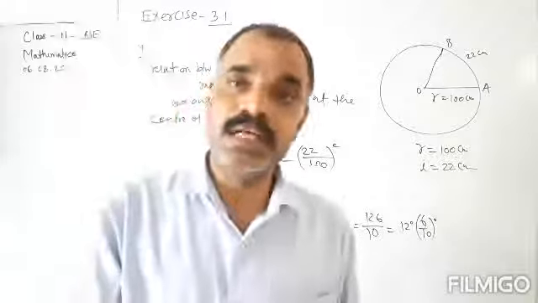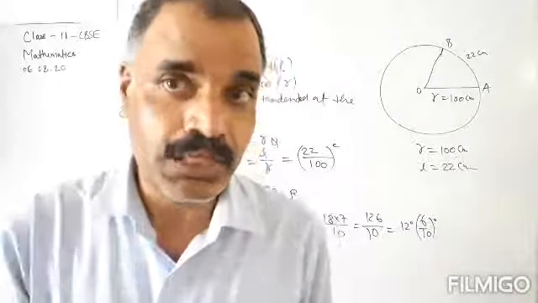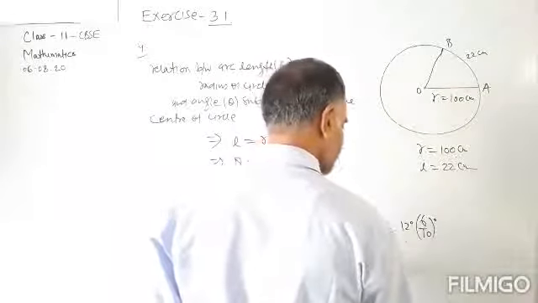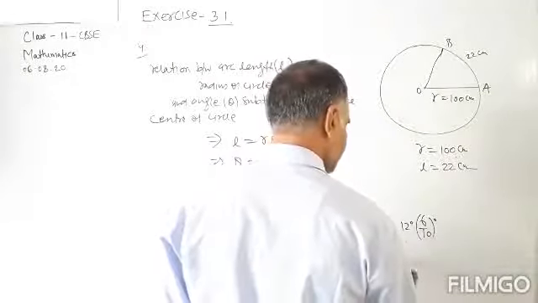Now we will convert this into minutes, and again minutes into seconds. So 12 degrees, and 6 by 10 multiplied by 60 minutes equals 36 minutes. So 12 degrees 36 minutes. There is no second. The answer is only in degrees and minutes. So this was question number 4. You can make your concept clear using these questions related to measurement of angles.